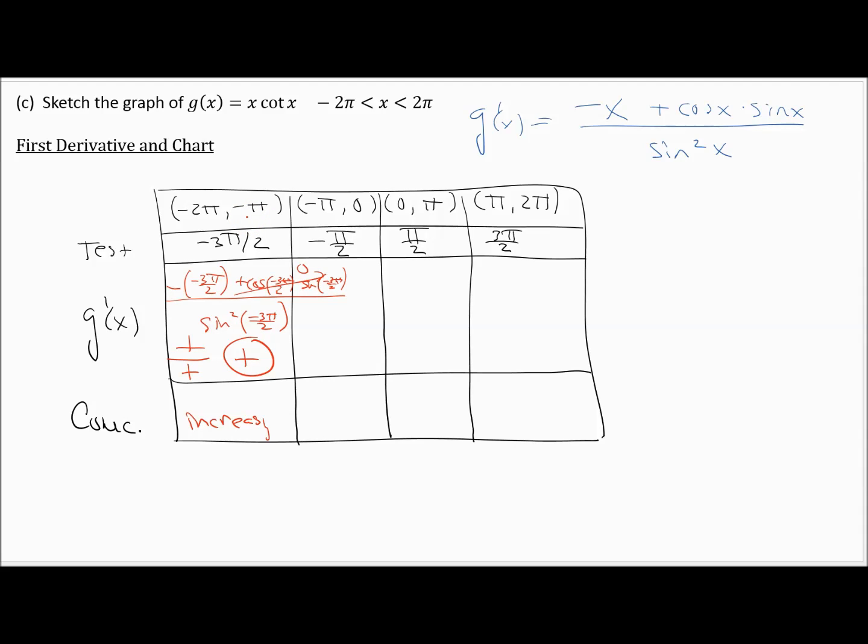So now I'm going to do this for negative pi over 2. So I'm going to do it over to the right, though. So I've got negative of a negative pi over 2 plus the cosine of negative pi over 2 times the sine of negative pi over 2 all over something squared, which is positive. Now, cosine of negative pi over 2 is 0, so that whole term is 0, but a negative of a negative pi over 2 is positive.